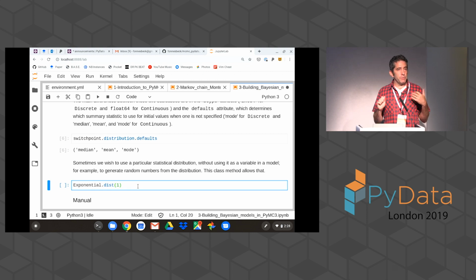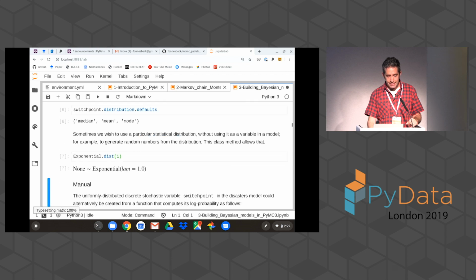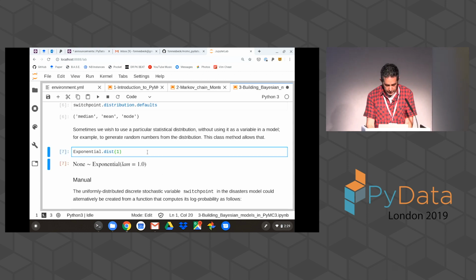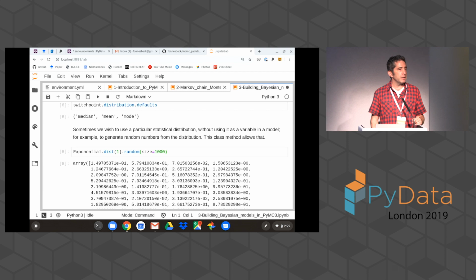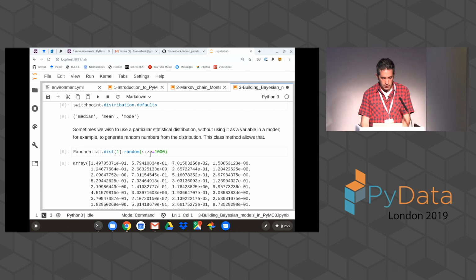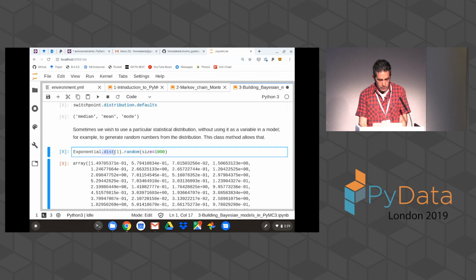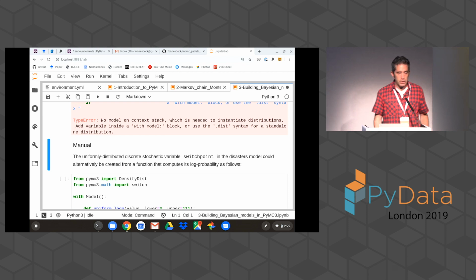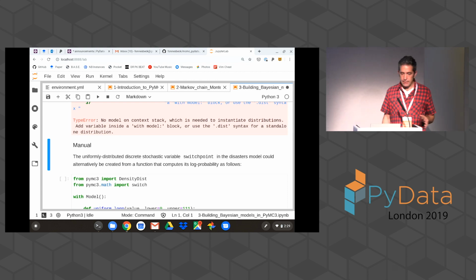If you just want to use an exponential random variable and not have it associated with a model, it's got a class method called dist that strips away all the PyMC machinery and just gives you an exponential that you can go in and sample from. So I can go in here and go random size equals 1,000, and I'll get 1,000 exponential random variables, not associated with the model. If I did exponential 1, like so, I will get an index error. It says no model on the context stack, right? So it's got to be in a model context for you to use it.